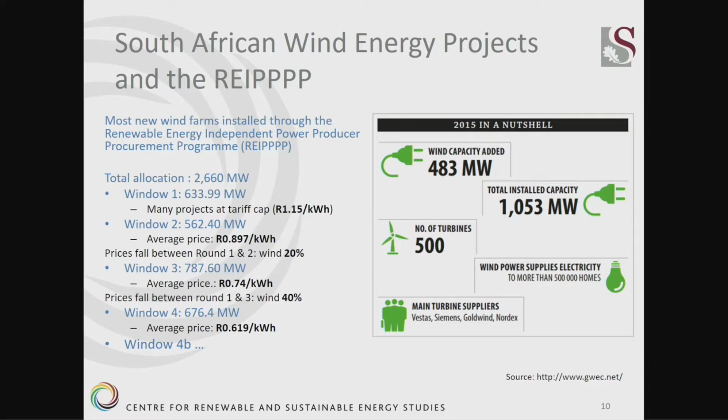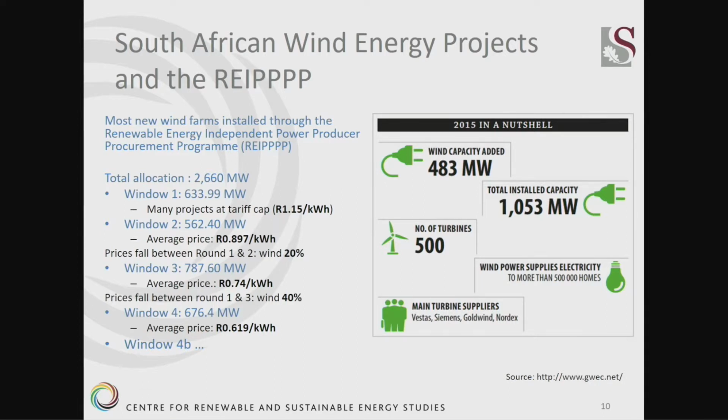In South Africa, most large-scale wind energy projects are installed through the Renewable Energy Independent Power Producer Procurement Program, in short, the REIPPPP. The program is conducted through bidding windows, each window having an allocated installation capacity. Window 1 saw the installation of 634 megawatt of wind power capacity. Window 2, 562 megawatt. Window 3, 787 megawatt, and Window 4, 676 megawatt.